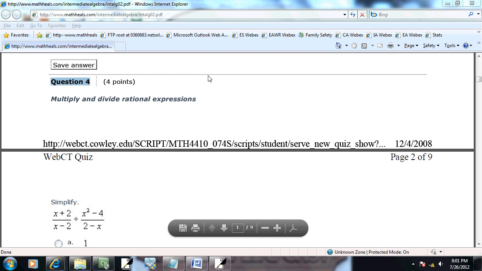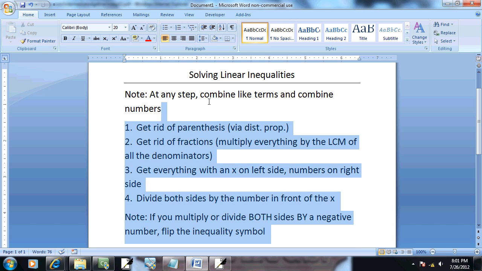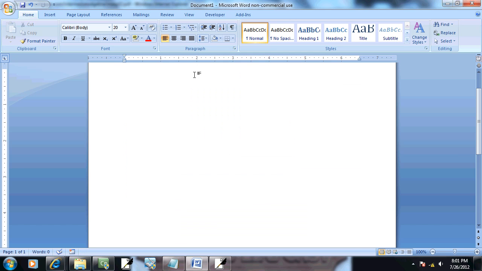Let's take a look at problem number 4. This is dividing rational expressions. So let's refresh our memory on how to divide. Dividing rational expressions.